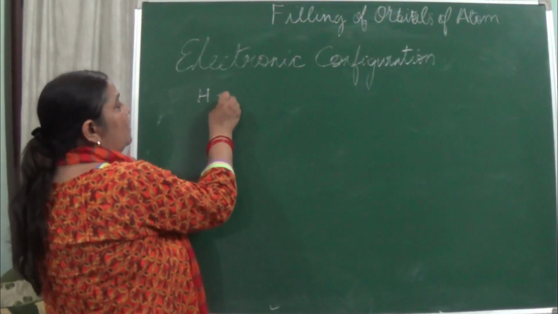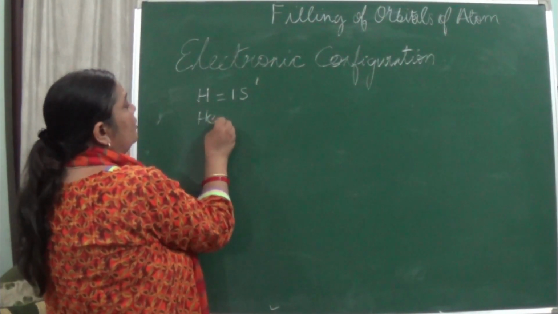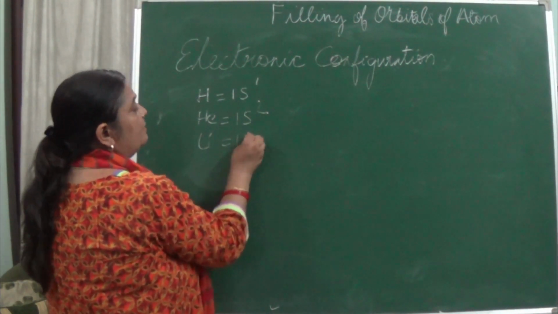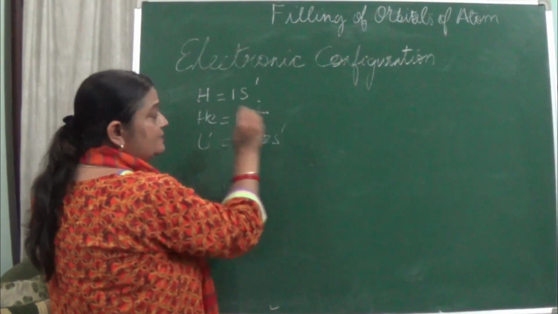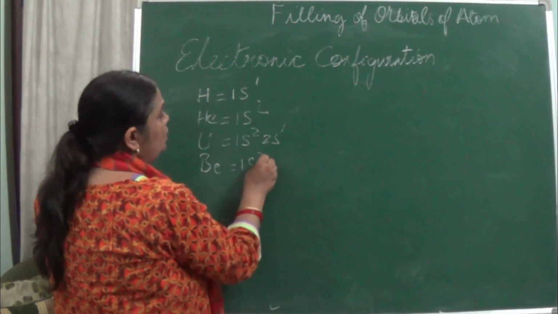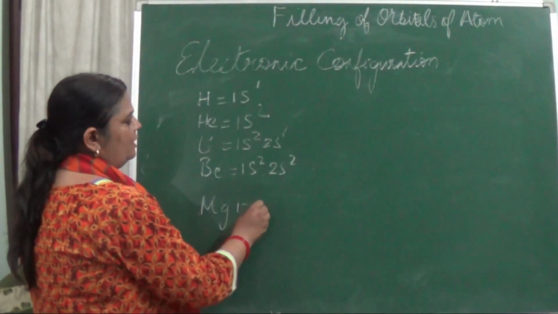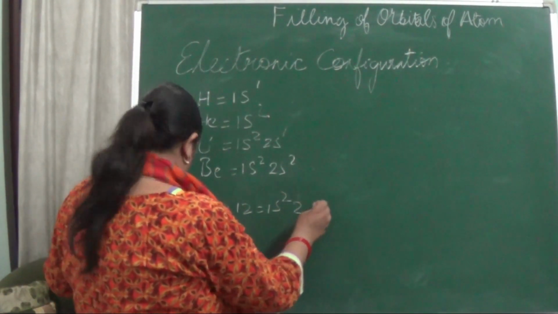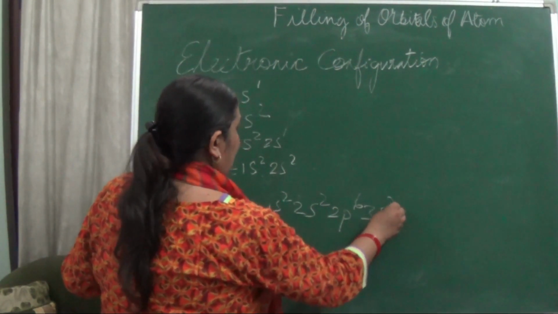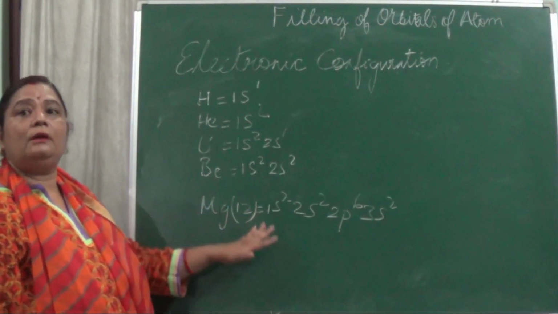Hydrogen consisting of only 1 electron becomes 1s1. Helium consisting of 2 electrons becomes 1s2. Lithium consisting of 3 electrons becomes 1s2 and 2s1, isn't it? Beryllium consisting of 4 electrons becomes 1s2 and 2s2. Next for magnesium, it consists of 12, so it becomes 1s2, 2s2, 2p6, and 3s2. Count it, 10 plus 2, 12. Likewise you will be going on.